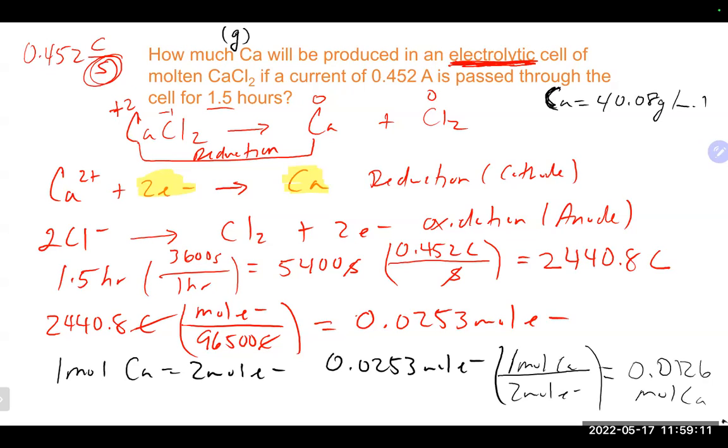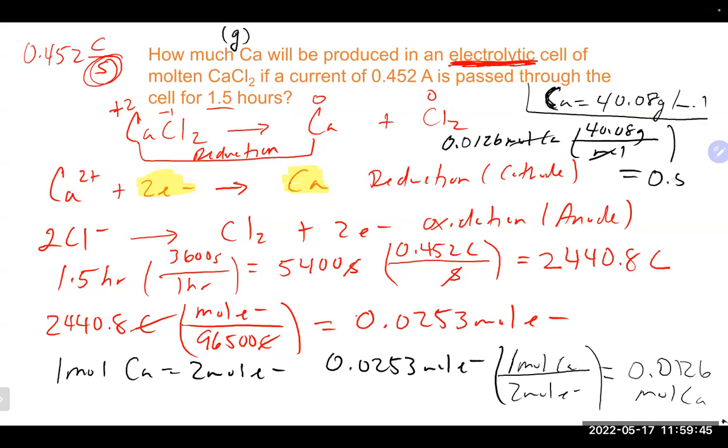0.0126 moles of calcium would be produced, which we can now use the molar mass from the periodic table up here to convert that into grams. So if we take 0.0126 moles of calcium, times it by the molar mass of 40.08 grams per mole. Moles will cancel, times about 40.08. Gives us about 0.51 grams here of calcium would be produced in the cell. So if we ran the cell for 1.5 hours, we should get about 0.51 grams of calcium to come out.